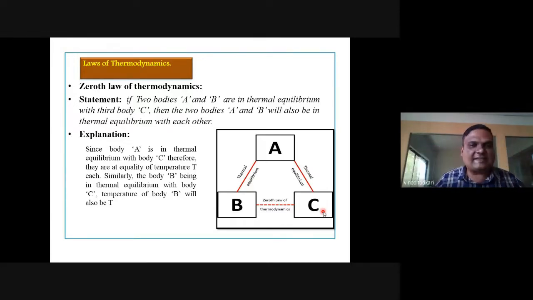So if two bodies are in thermal equilibrium with a third body, then those two bodies are in thermal equilibrium with each other. See, it is very simple. If two bodies A and B are separately in thermal equilibrium with a body C, then we can say that those two bodies are in thermal equilibrium with each other. Tell me very honestly, is it clear to you?